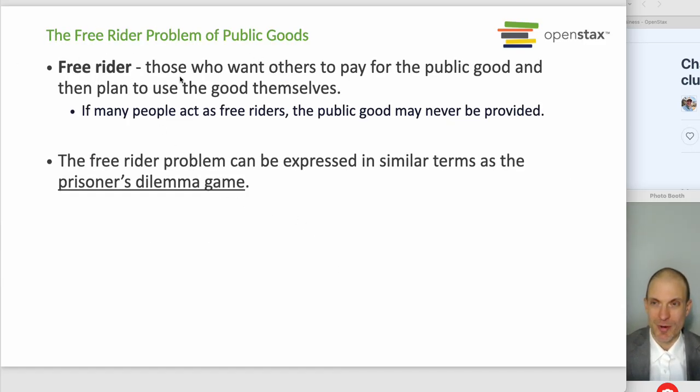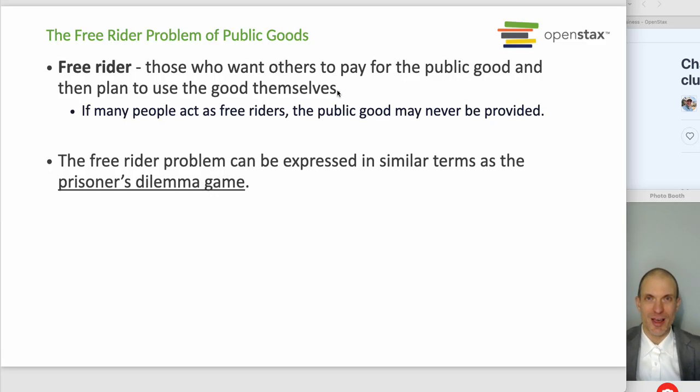Okay, so the free rider problem. A free rider is someone who wants others to pay for the public good and then plans to use the good themselves. If many people act as free riders, the public good may never be provided. The free rider problem can be expressed in similar terms as the prisoner's dilemma. I kind of see what they're going at here.